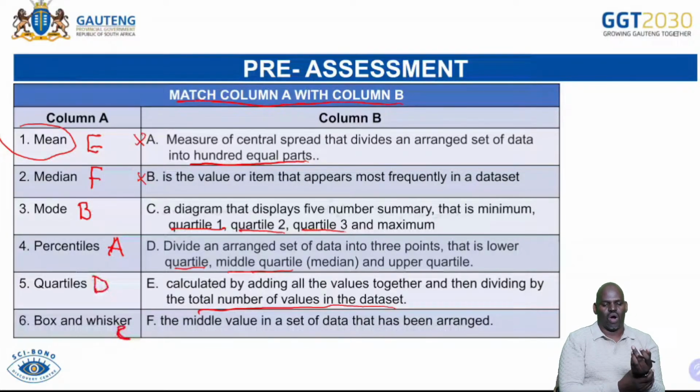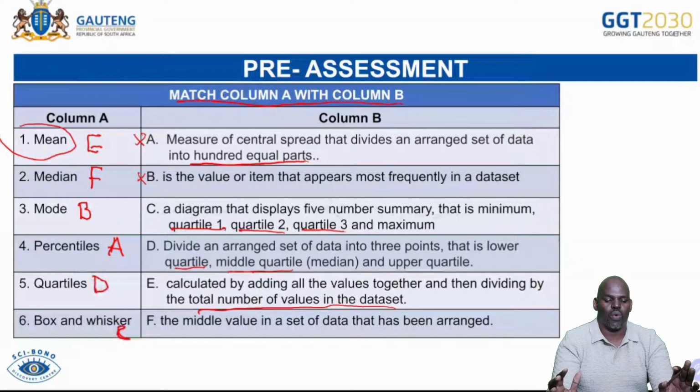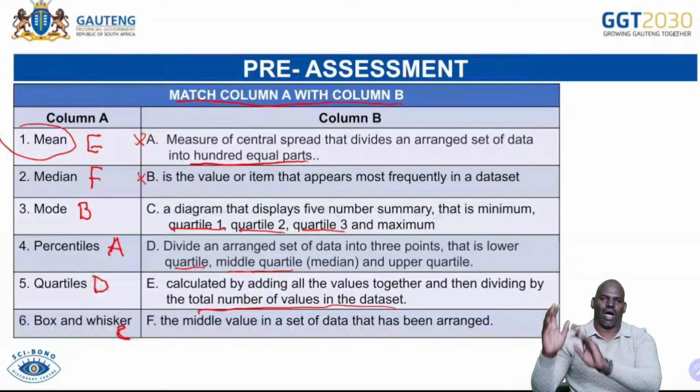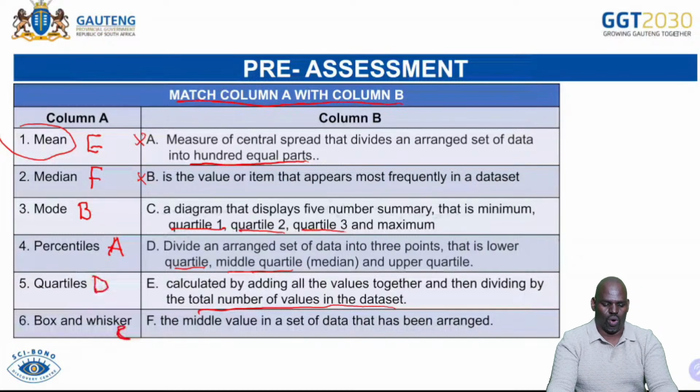So we have actually managed to match the terminologies under column A with the possible explanations under column B. Luckily in this case, we are given an equal number of terminologies as well as an equal number of explanations.